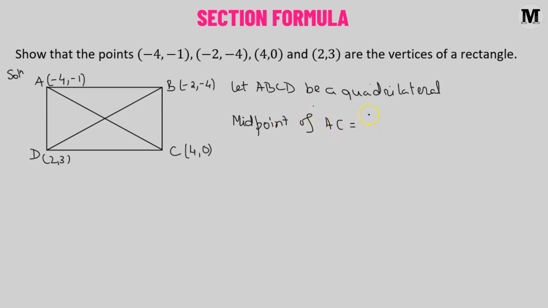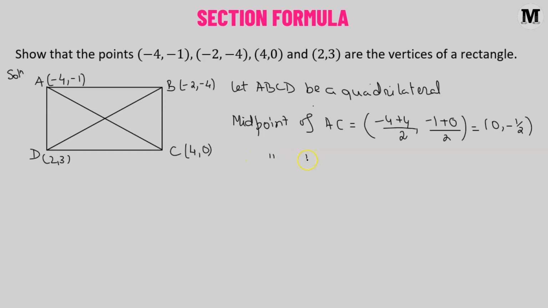That's very simple. We'll start with the x coordinate. We'll take the sum of the x coordinates, so that's -4 added with +4. This is the sum of the x coordinates of the endpoints A and C, and we're going to divide the result by 2. For the y coordinates, we use the same technique. We take the sum of the y coordinates of the endpoints, so that's -1 added with 0 and divided by 2. So that's going to give us (0, -1). So this is going to be the midpoint of AC.